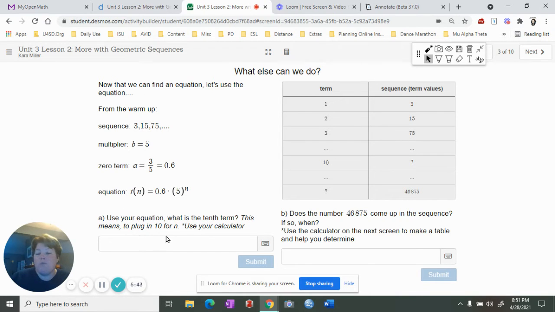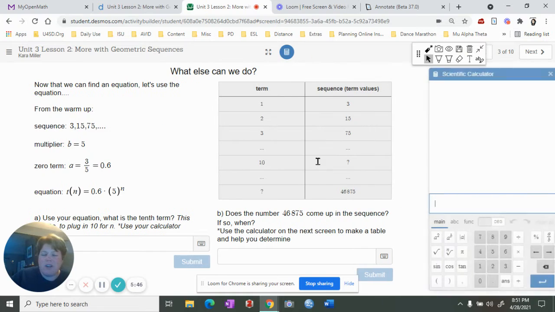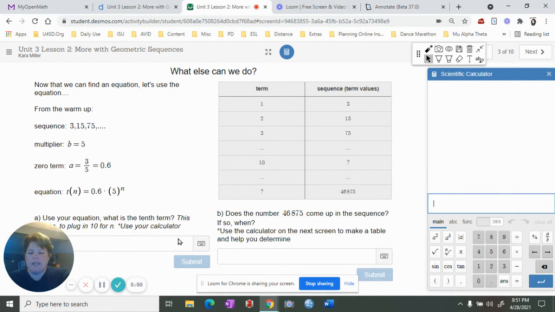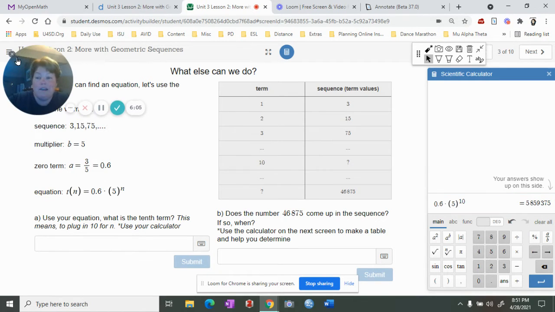Using that equation, what is the 10th term? Let's use our calculator, and we are going to type in 0.6 times 5, and we want the 10th term, so that means my exponent is 10. And that's a really big number. Let me move my face out of the way here. Okay, so we can type in that number: 5,859,375. Ooh, that's a big number.